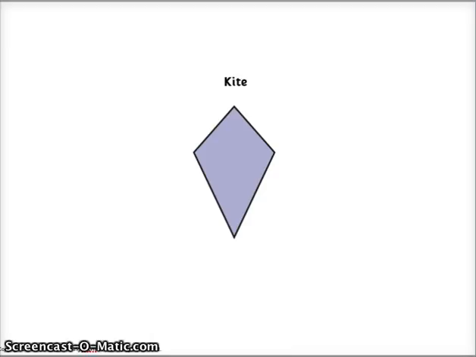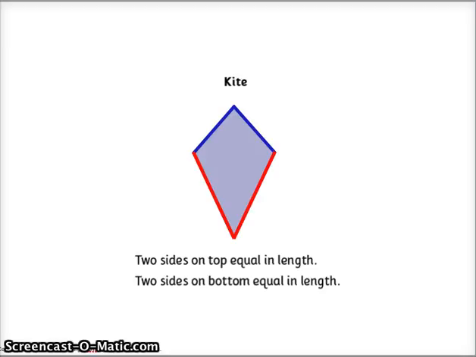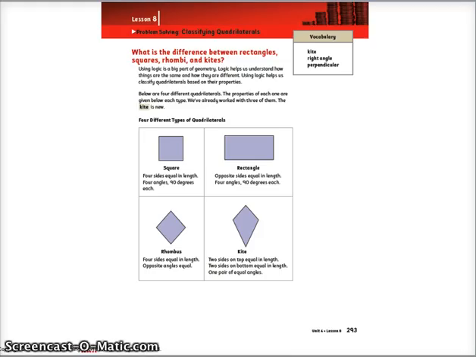So the kite is the new shape that we are going to discuss today. Kite is different from the others because this time the 2 top sides are equal in length, and then the 2 sides on the bottom are equal in length. A kite will only have 1 pair of equal angles. So stop the video and take notes on a kite. And I want you to think about yourself, how is the kite similar to any of the other shapes that you took notes on today?